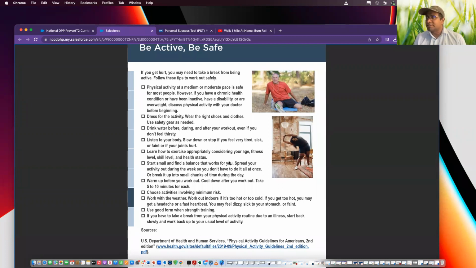And also learn how to exercise appropriately, considering your age, fitness level, skill level, and health status. Just remember that it gets better as you practice more, right? The first day even a few hundred steps might seem hard, but the next day those steps become easier. So make sure that you pace yourself. Don't push yourself too much and cause any damage.